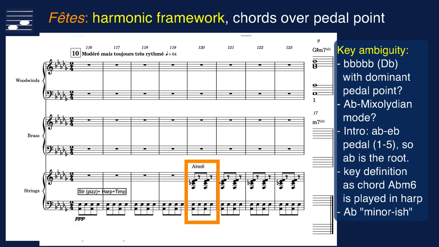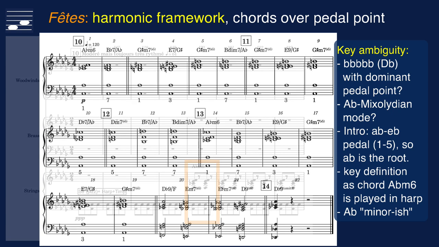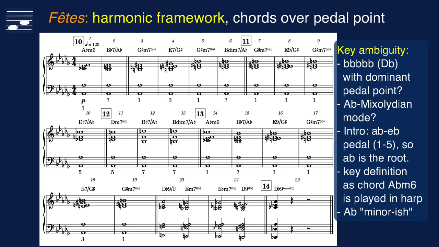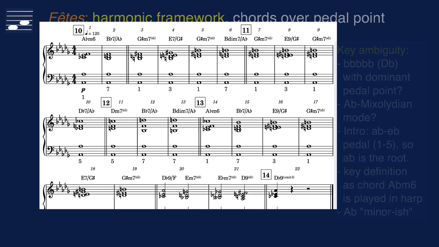The key remains ambiguous until the first chord played by the harp, which is A-flat minor with added sixth, the pitch F. So now we may conclude that the middle section main key is A-flat minor. I say minor-ish since this piece does not use functional harmony. There are no cadences. It is impressionistic music with floating chords that color this A-flat minor key.